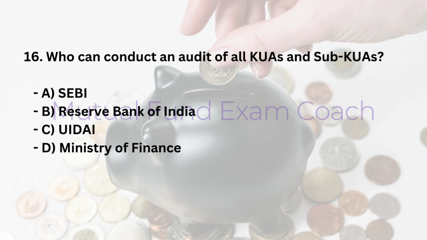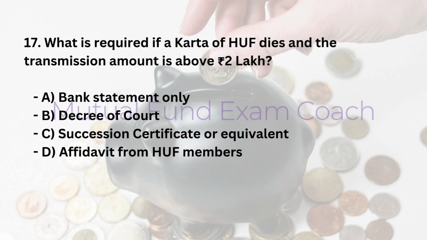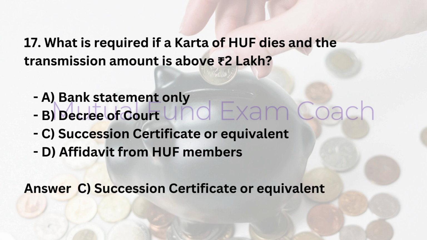16. Who can conduct an audit of all KUAs and sub-KUAs? A. SEBI. B. Reserve Bank of India. C. UIDAI. D. Ministry of Finance. Answer C. UIDAI. 17. What is required if a Karta of HUF dies and the transmission amount is above 2 lakh? A. Bank statement only. B. Decree of court. C. Succession certificate or equivalent. D. Affidavit from HUF members. Answer C. Succession certificate or equivalent.